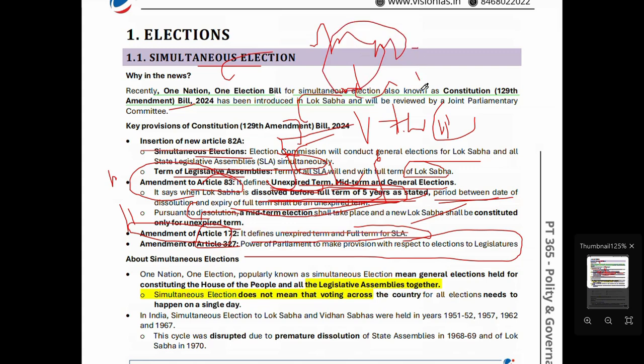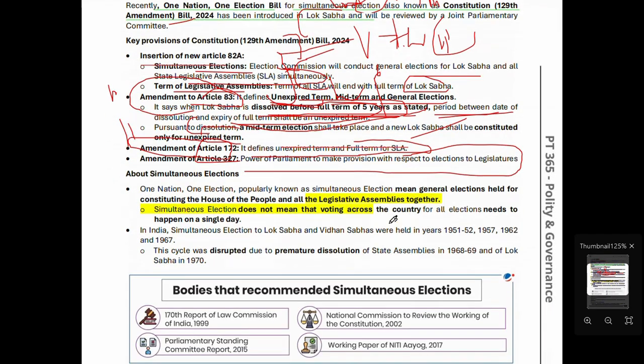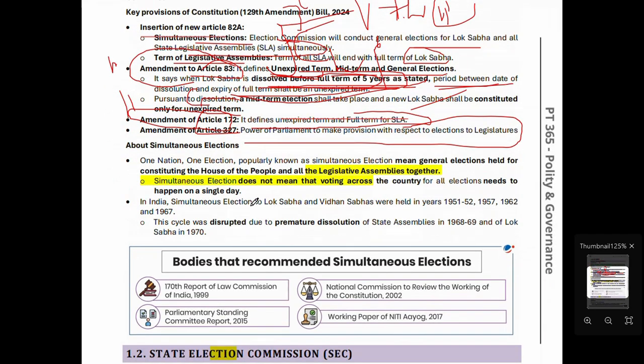Now see what simultaneous election is about. One nation, one election, popularly known as simultaneous election, means general elections held for the House of the People and all legislative assemblies together. It doesn't mean voting across the country and all elections need to happen on a single day. This may be an important point.